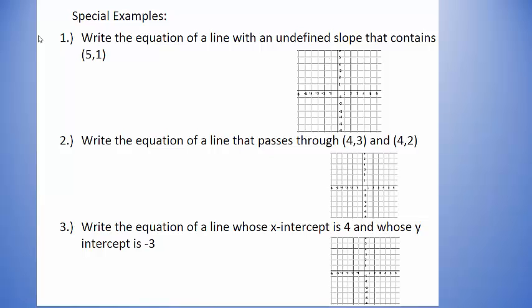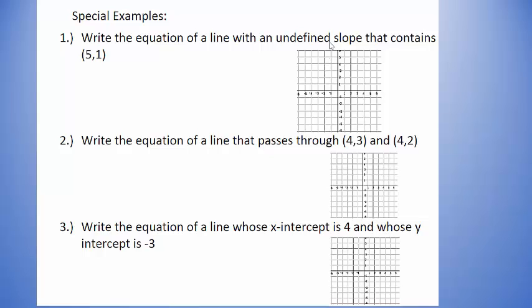I want to take a look at three, I call them special examples, just because they're a little different in how we have to handle them. So the first one says, write the equation of a line. The slope is undefined and it contains the point (5, 1). So this really doesn't fit into a case 1, 2, or 3 scenario because of that word undefined slope.